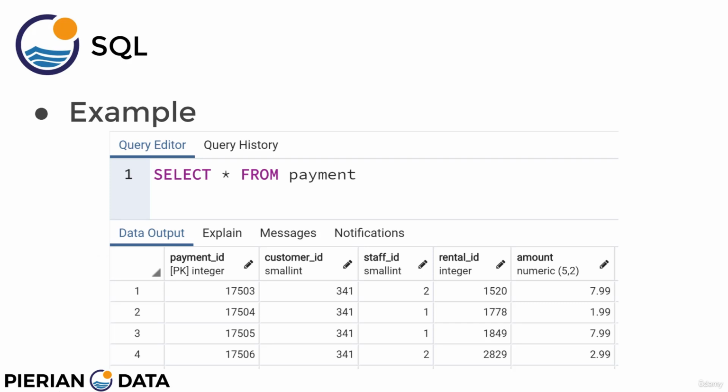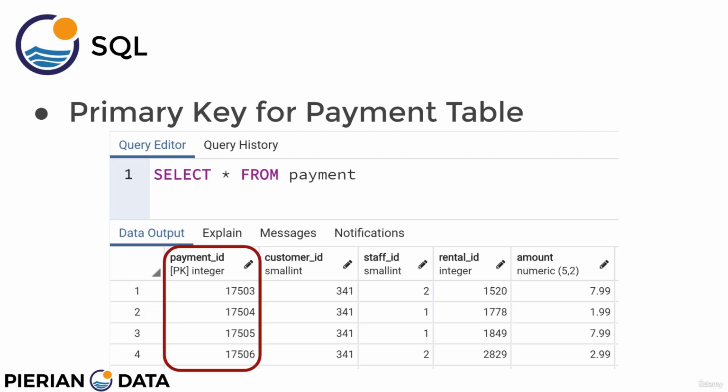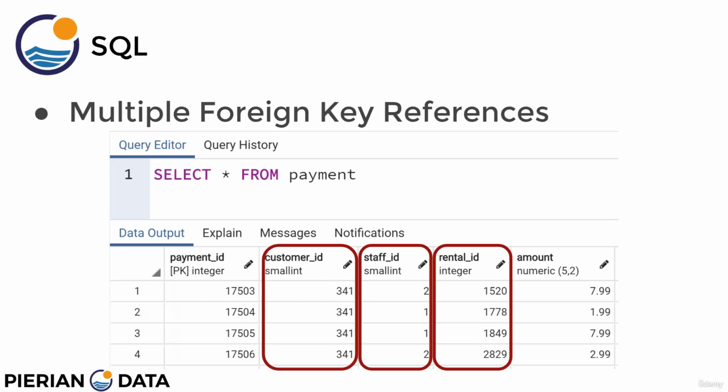Technically we're grabbing all the columns, but the screenshot only shows a subset. Notice that for the payment table, we have this payment ID, and pgAdmin lets you know that it's a primary key because it has PK there. So we have this payment ID, which is a unique identifier for every single payment row. However, you'll also notice that we have other IDs. These other IDs are foreign key references.